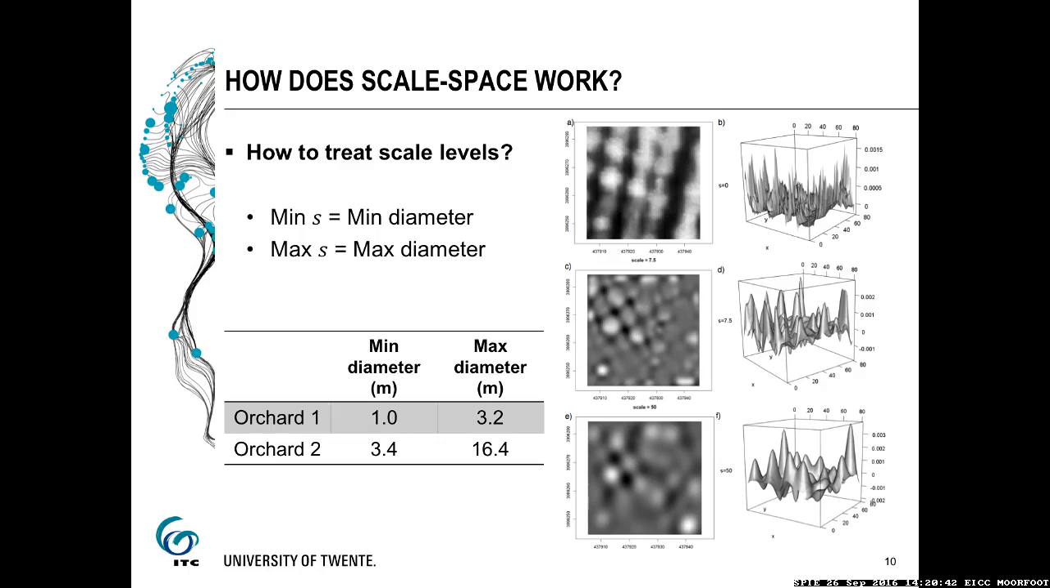So in this study it is really important how to treat the scale levels from the minimum scale to the maximum scale. We consider the minimum scale as the minimum diameter of the trees in both OR cards, and the maximum scale as the maximum diameter of the trees in the OR cards. Here is the table where you can see the minimum diameter for the first OR card and the second OR card. They are different in size, and the size of the trees can also be visually extracted from the images.